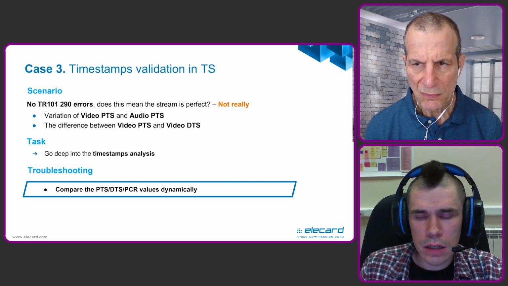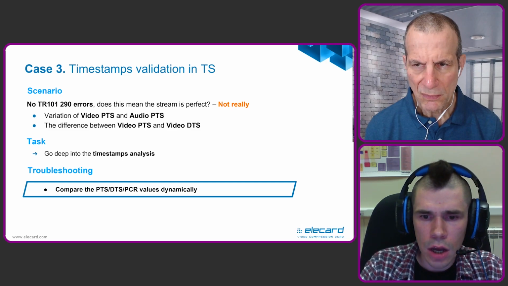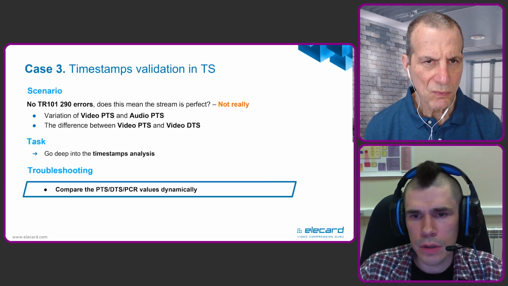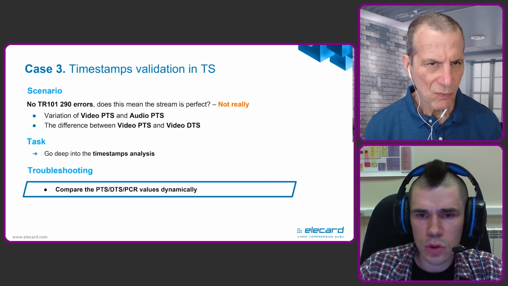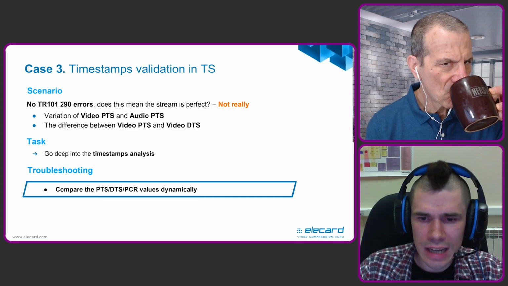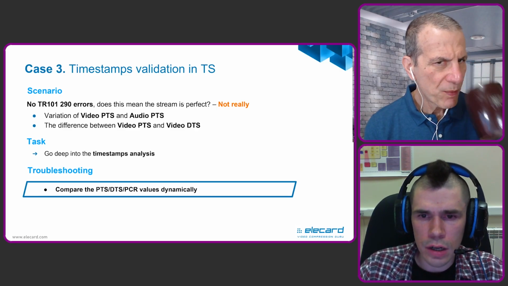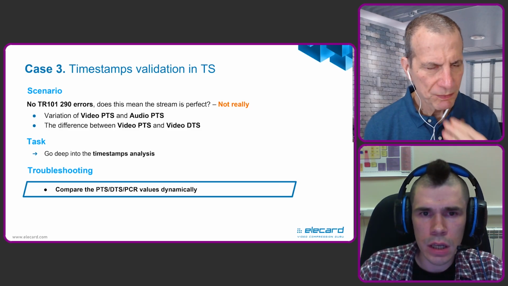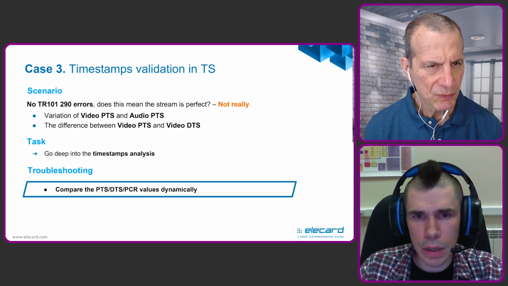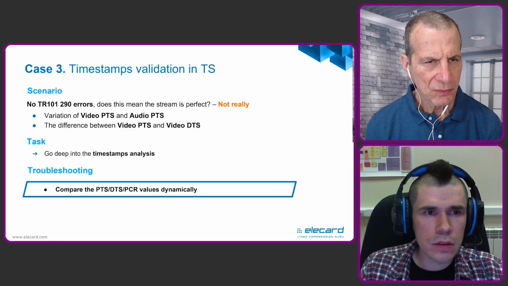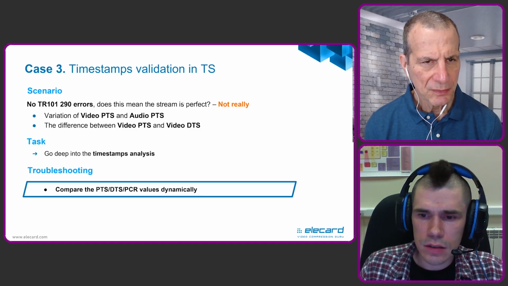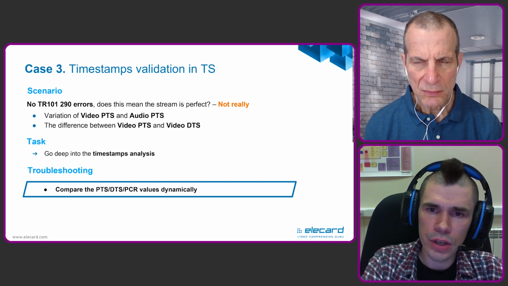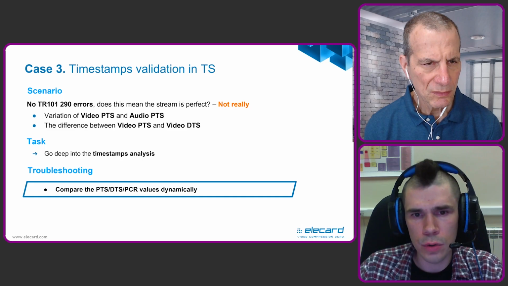Every video frame and audio sample has a PTS, presentation timestamp. So the moment when they should be presented. Such timestamps are used for synchronization between the video and audio, for streaming, and during playback. But TR101290 checks only deltas individually, separately for the video elementary stream and for the audio.